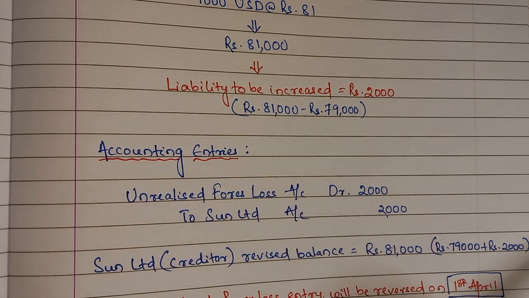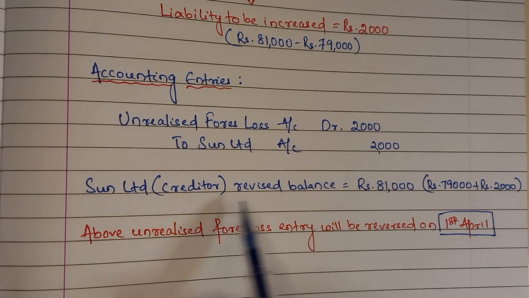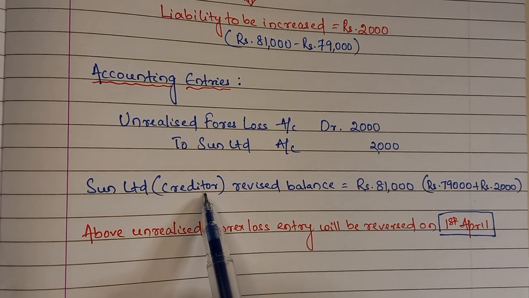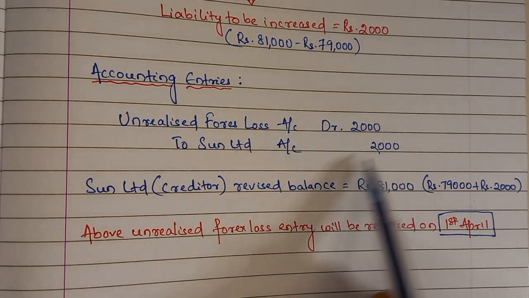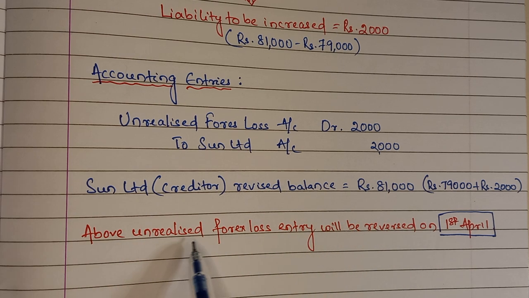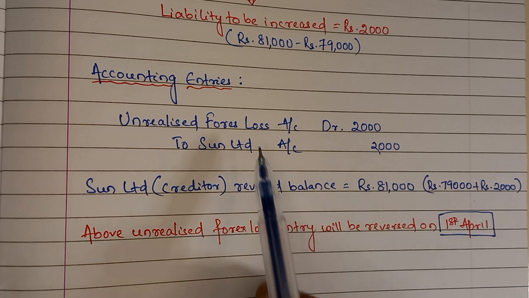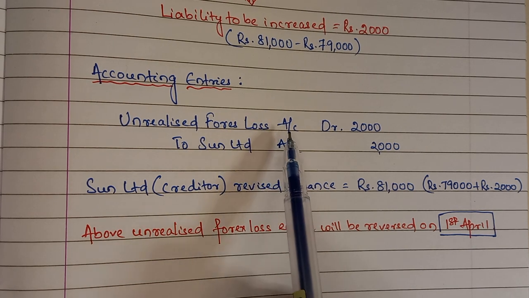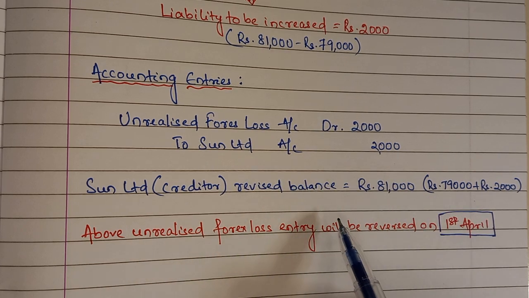Okay. Now this unrealized forex, which is created on the reporting date, has to be reversed on the subsequent date. Like in this case, Sun Limited creditor revised balance, or you can say restated balance, is 81,000 rupees. And the above unrealized forex loss entry will be reversed on 1st April, because this is unrealized. Company is not going to hold it for a long time. After the reporting date, company is going to reverse it, and it is realized on 19th of April.